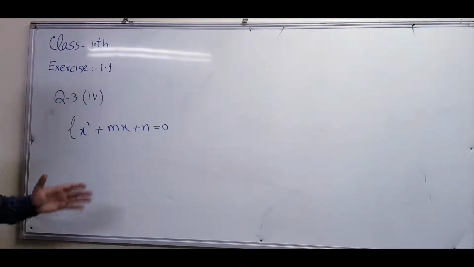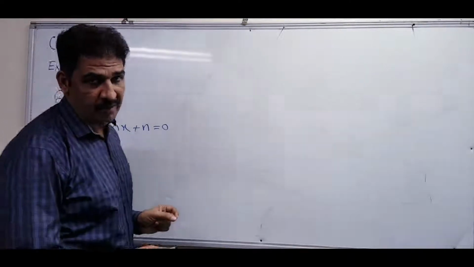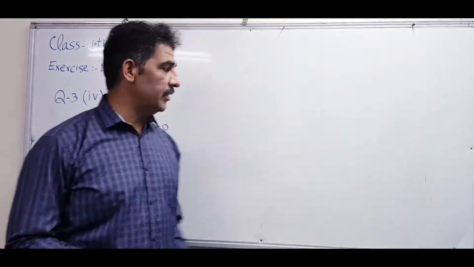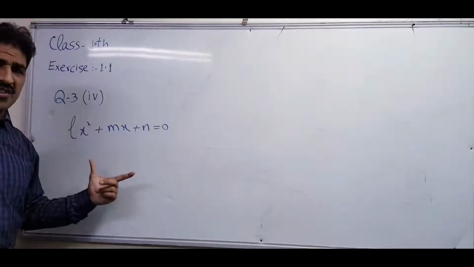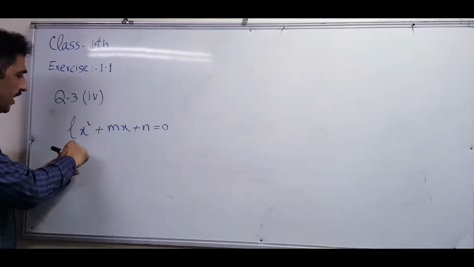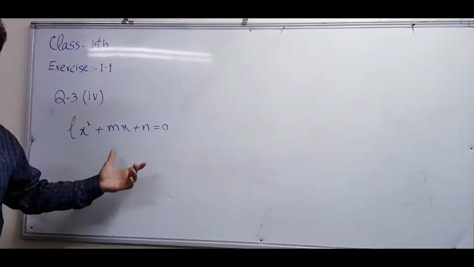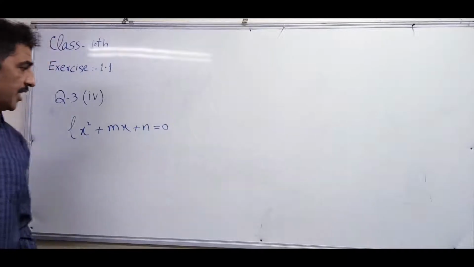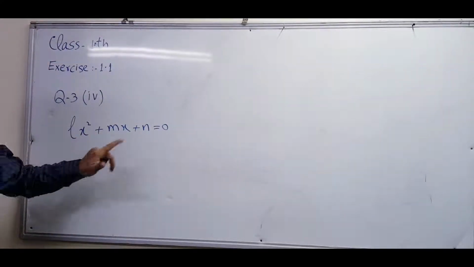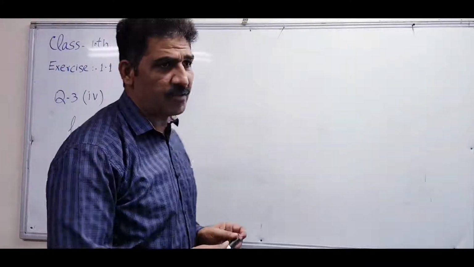Students, today I am going to explain question number 3, fourth part of exercise 1.1. We have already solved two questions of this exercise, but this question is a little bit changed. Why is it changed? Because here the variables are x, but before, the coefficients were numbers like 1, 2, 3. Here the coefficients are L, M and the constant term is N. But we will do the same steps as we did before.